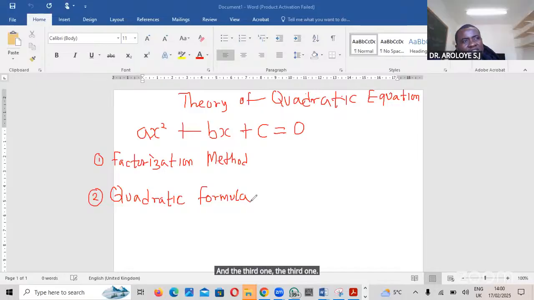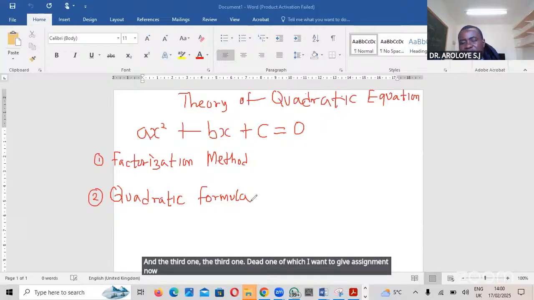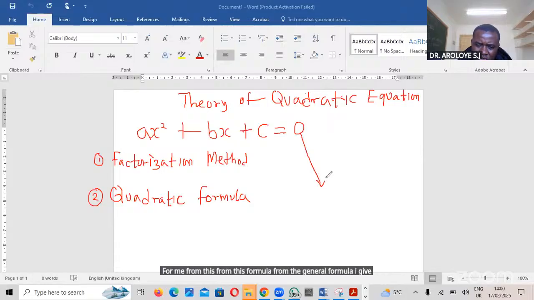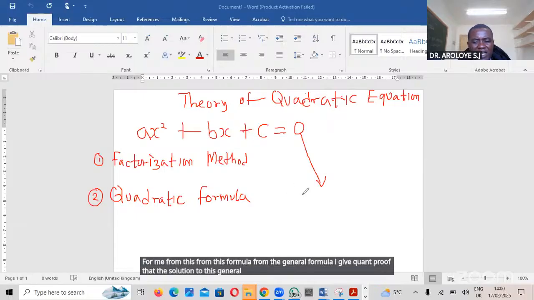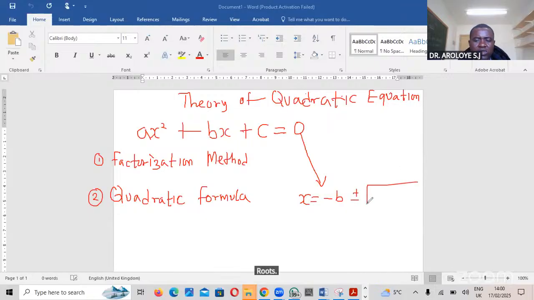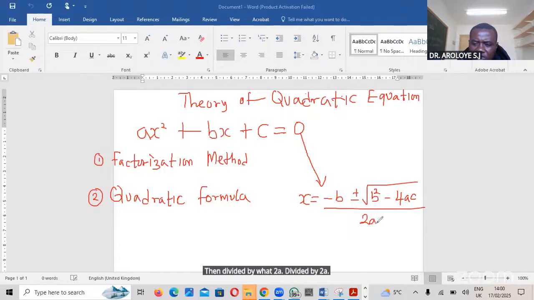And the third one, of which I want to give an assignment now, just to practice. From the general formula I gave, go and prove that the solution to this general formula is x is equal to minus b plus or minus the root of b squared minus 4ac, then divided by 2a.